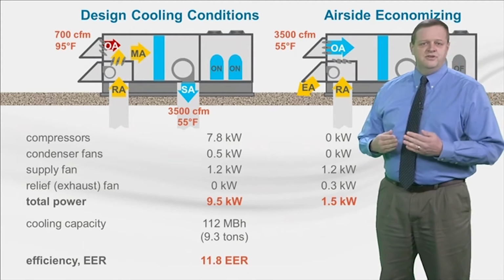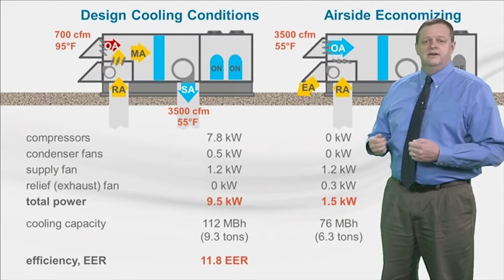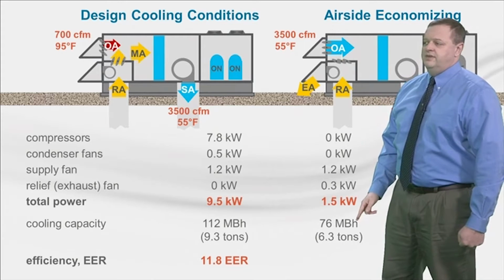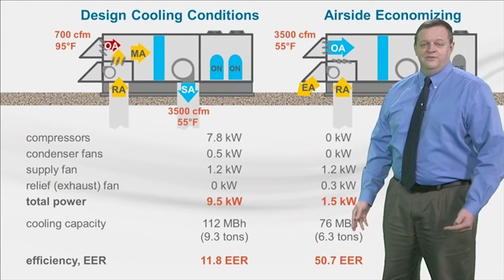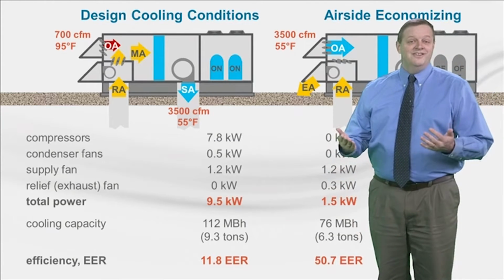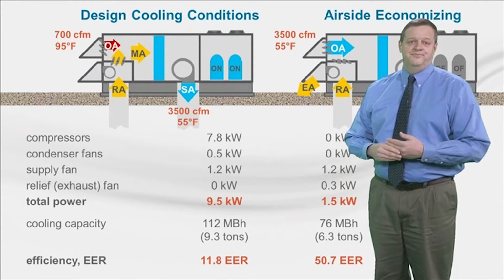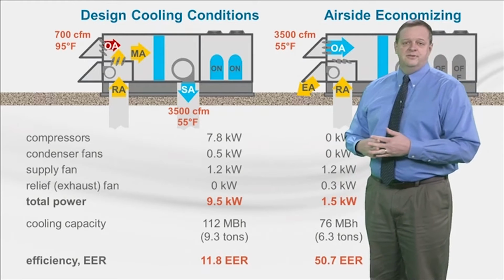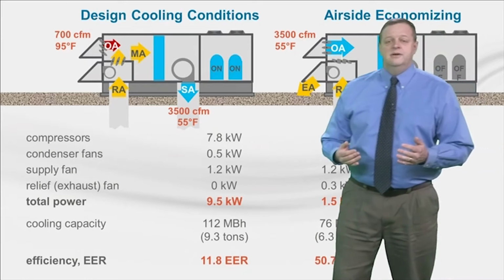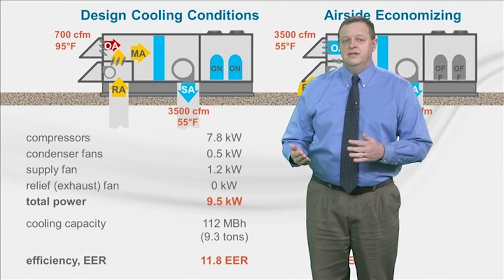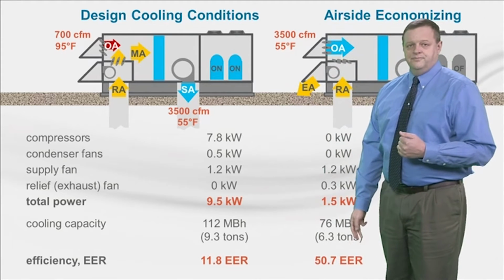Now assuming the space temperature of 75 degrees, the cooling capacity of providing this 3,500 CFM of 55 degree air is 76 MBH. And the EER of this system is over 50. Really? Well, when the economizer uses only 1.5 kW to provide 76 MBH of cooling, that's pretty efficient. Now I assumed the space sensible load was unchanged between these two conditions, as it might be for an interior zone. But if the space did not require as much cooling, the capacity provided by the economizer would be less and this EER would be lower.